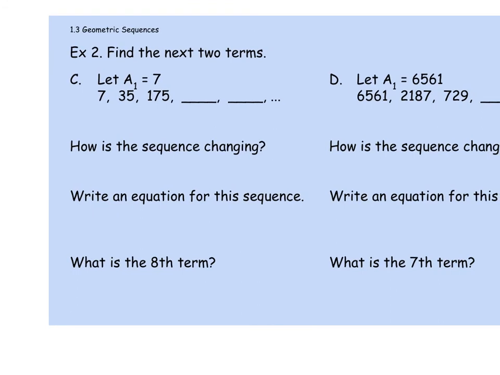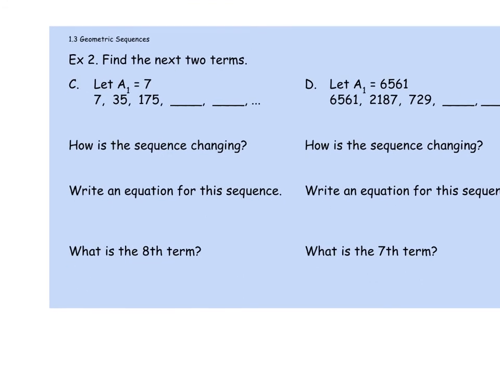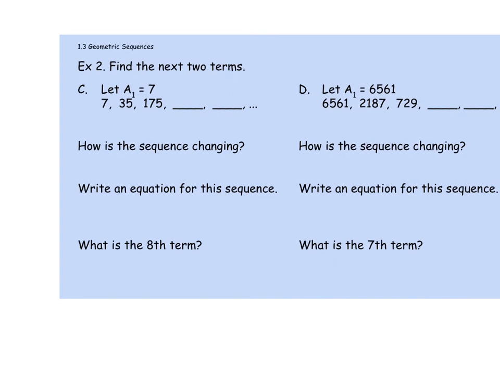So let's try these ones out. So here from 7 to 35, well, I know that 7 times 5 is 35. 35 times 5 is 175. And we can keep on multiplying that. 875, and then times 5 to get 4,375. How is the sequence changing? Well, it's multiplying by 5.